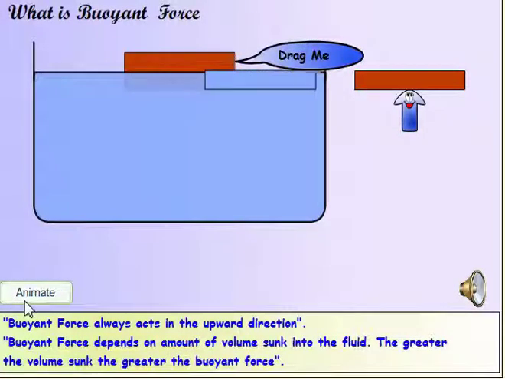Buoyant force is a force which acts on a body immersed in a fluid. It depends on the volume of the body submerged in the fluid. If the body is submerged partially in the fluid, the buoyant force is less than when the body is submerged fully in the fluid. Buoyant force does not depend on depth once the body is fully submerged. So, if it is fully submerged near the surface or the bottom, the buoyant force remains the same.